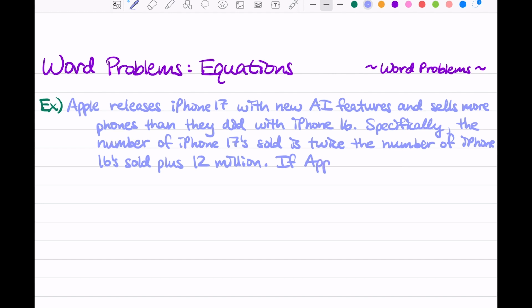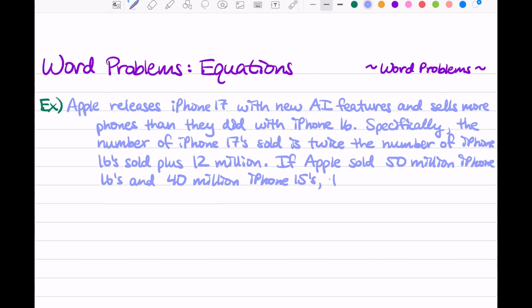If Apple sold 50 million iPhone 16s and 40 million iPhone 15s, then how many iPhone 17s did it sell? All right, that is our word problem.